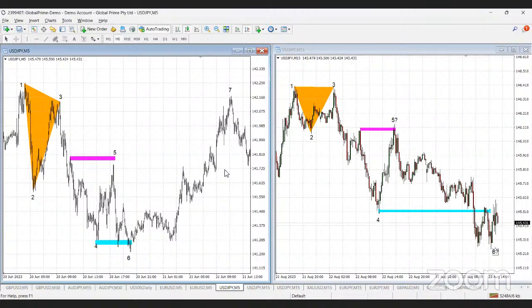All right, so we're gonna get started. Here's the dollar yen pattern we were looking at yesterday, but we'll get into that in a second.